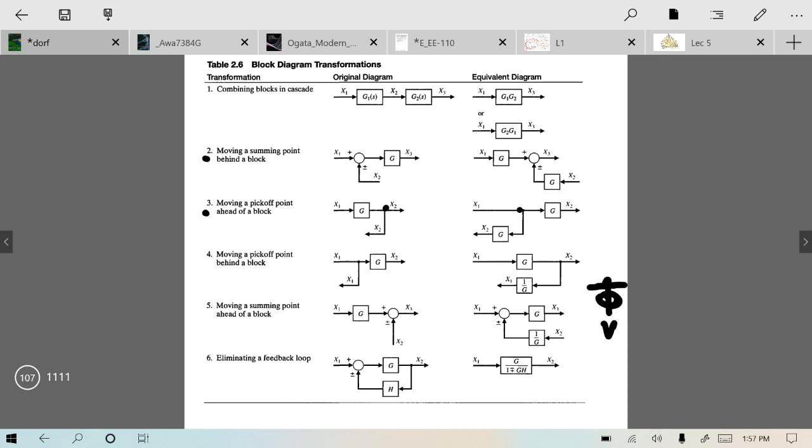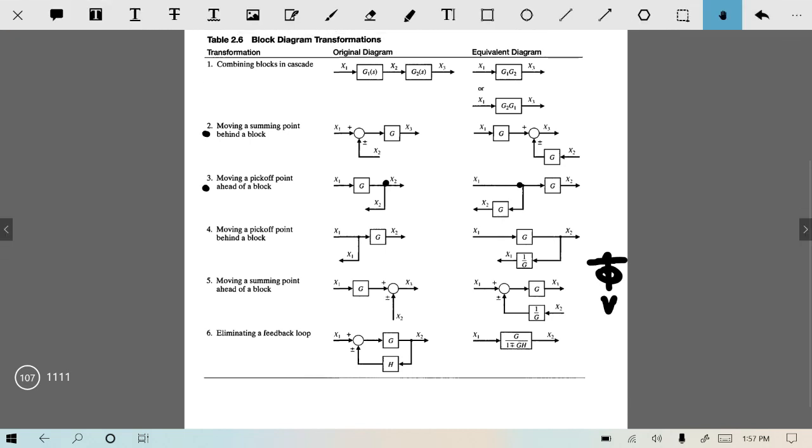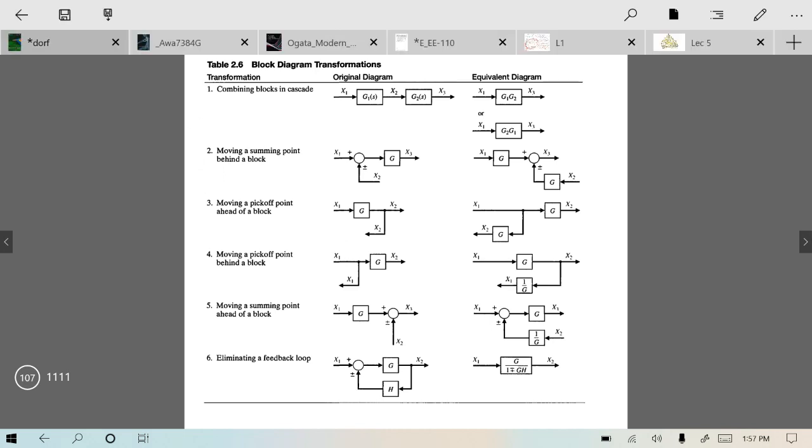Okay, let's move forward. Similarly, there is another technique, point number 4, moving a pickoff point behind a block. There is a pickoff point ahead of a block and you want to move this pickoff point from here to over here. There can be any reason for it, not essentially that there is a block over here and you want to join this block with this G.